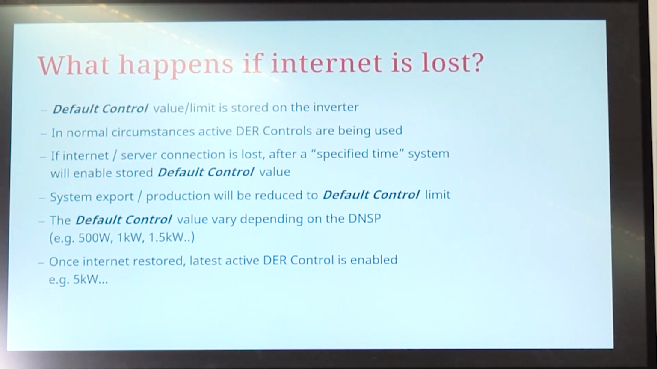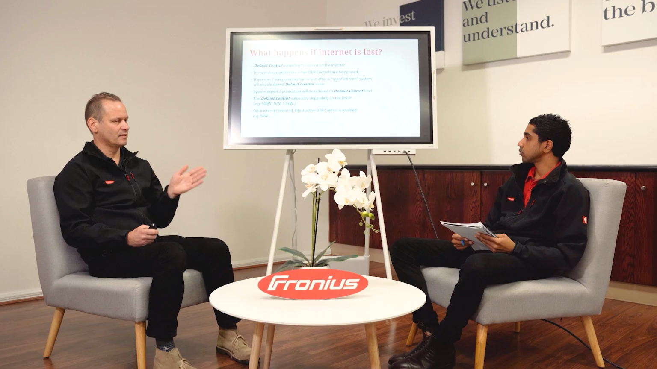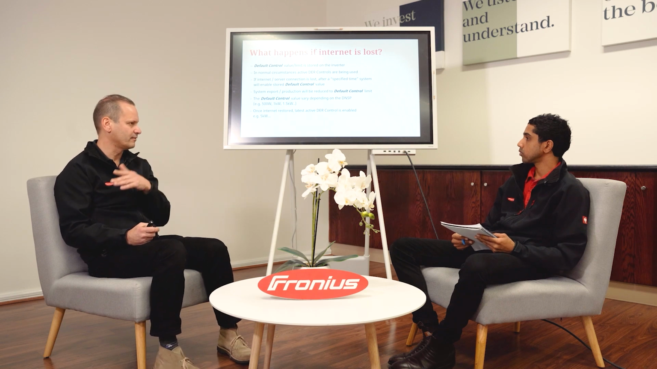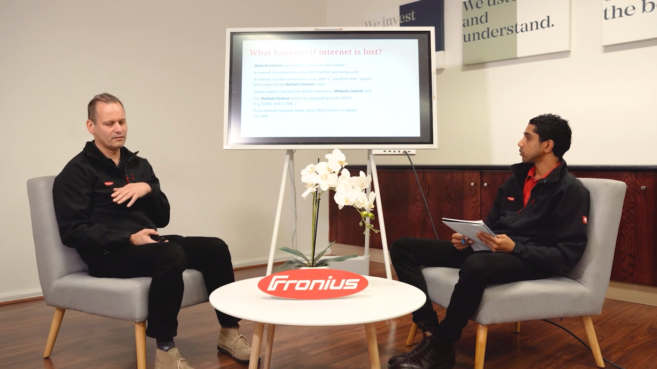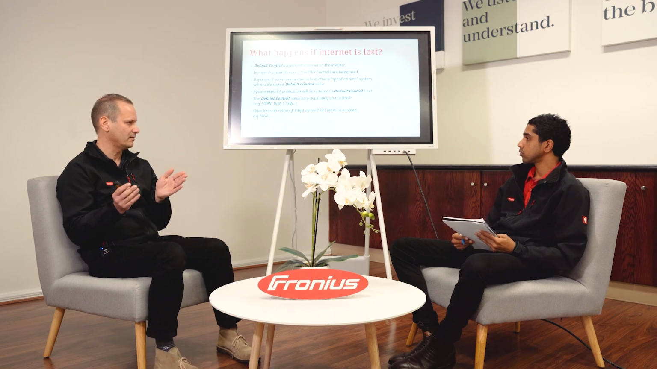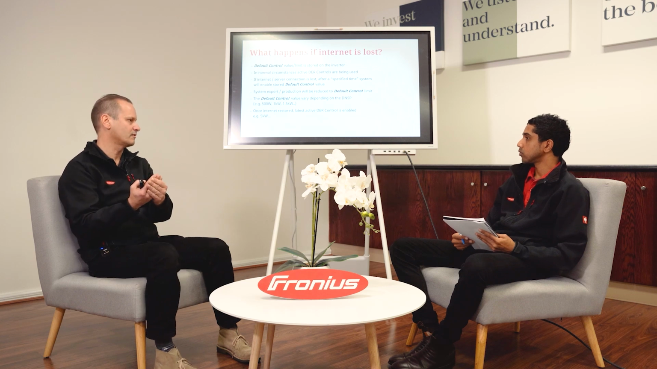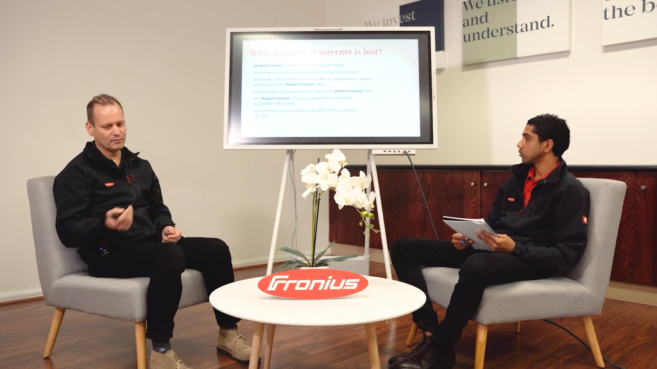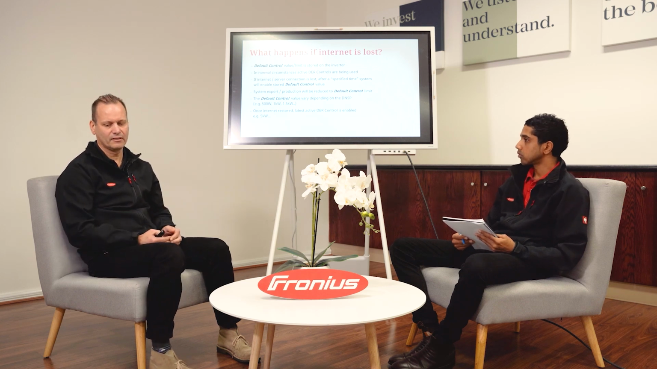Those limits are picked up by our server and sent to the inverters long in advance, and are stored on the inverter. And these are longer time frames as well. Usually an active control that's sent will be for a short duration, let's say half an hour or something. If the internet's lost, that control expires, and so the default one that's stored in the background will be implemented directly on the device.